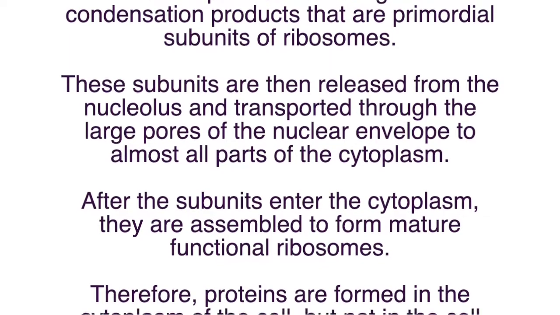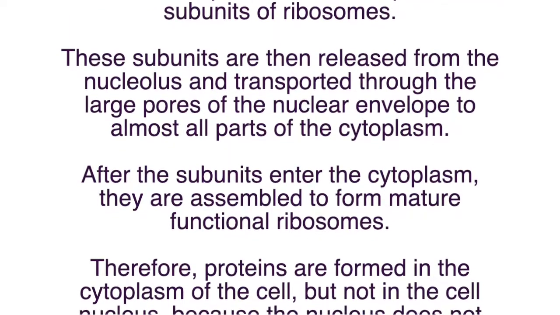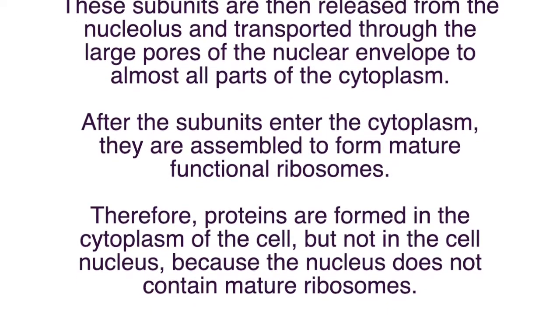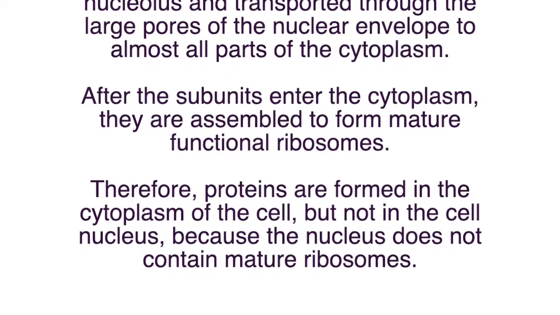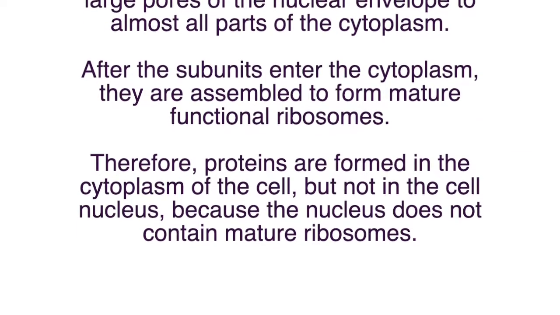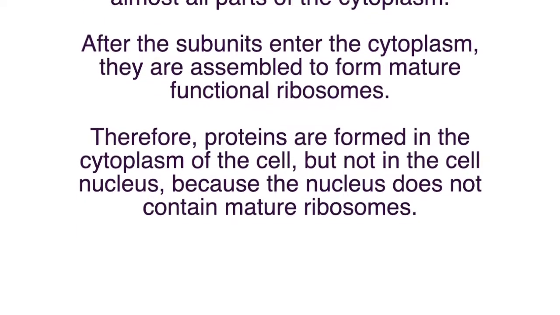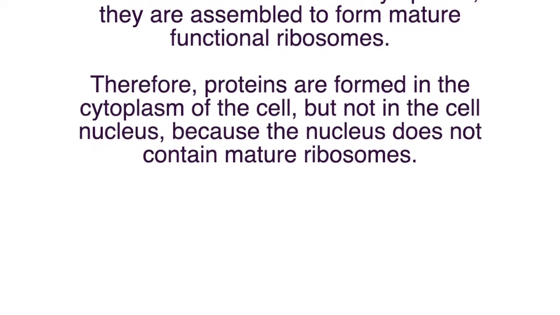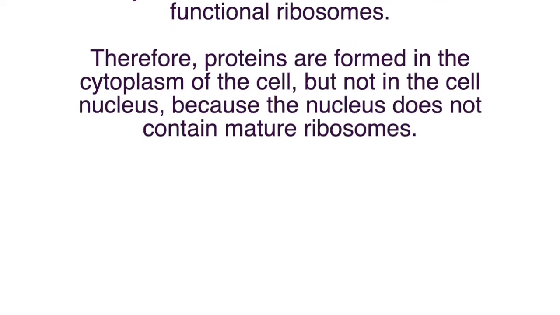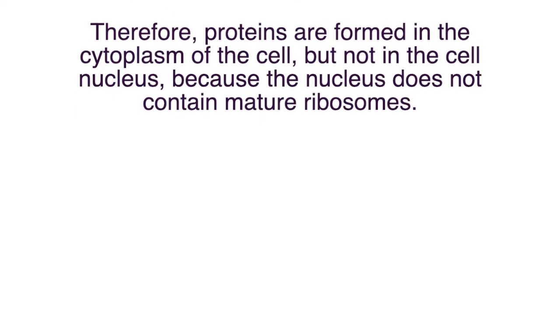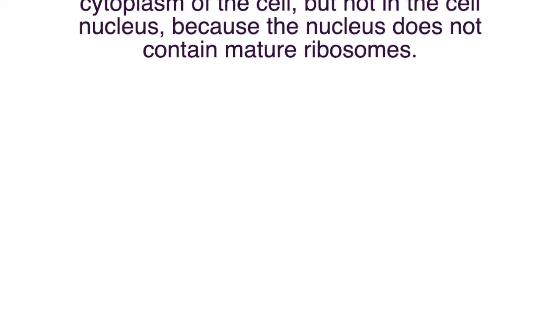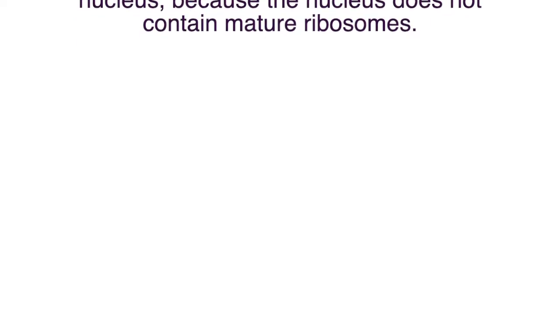These subunits are then released from the nucleolus and transported through the large pores of the nuclear envelope to almost all parts of the cytoplasm. After the subunits enter the cytoplasm, they are assembled to form mature functional ribosomes. Therefore, proteins are formed in the cytoplasm of the cell, but not in the cell nucleus, because the nucleus does not contain mature ribosomes.